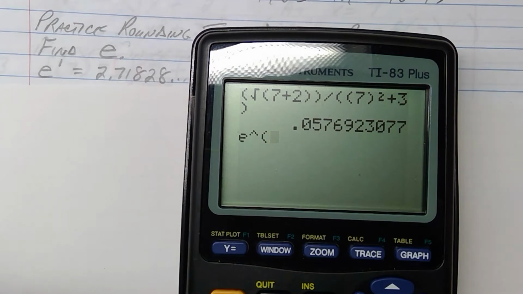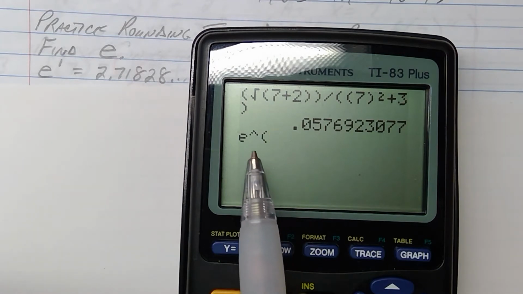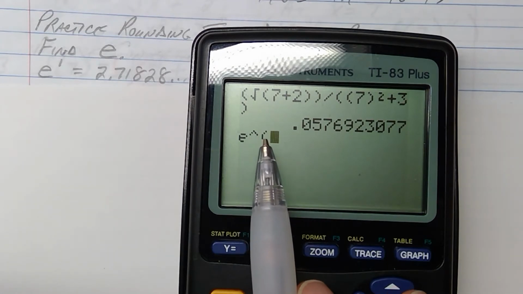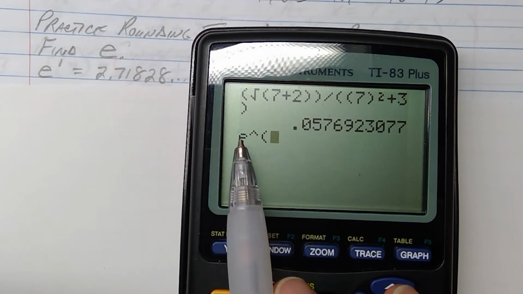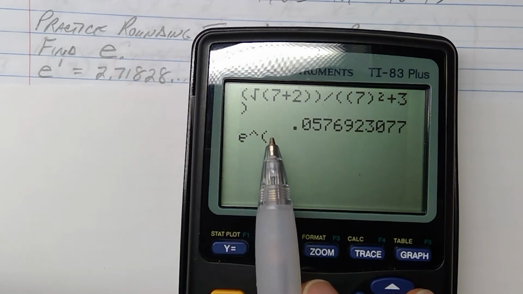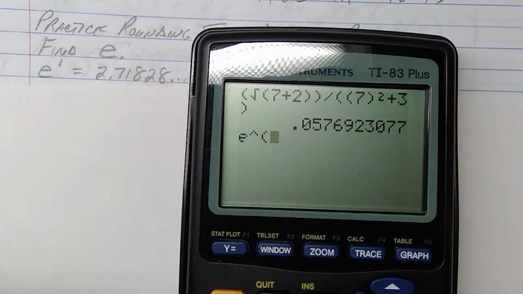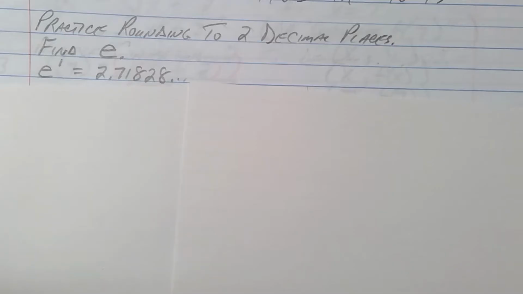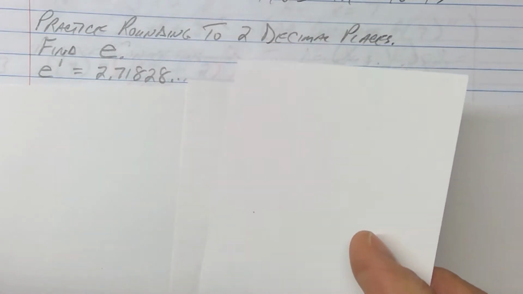This is how the TI-83 raises something to an exponent. That little boomerang there is saying E raised up to, and now they want that exponent. We're just going to raise it to the first power and close that parentheses. And E to the first power is right there. So that's a quick lesson on Euler's number and where it is on your calculator.